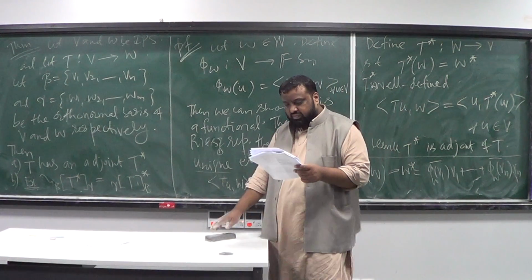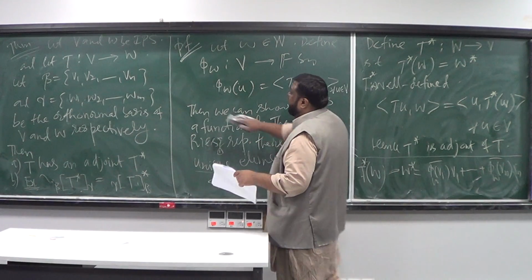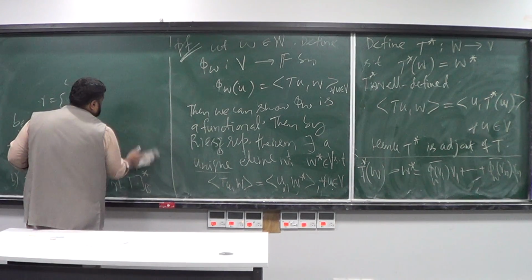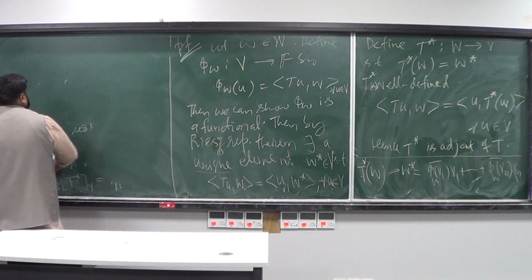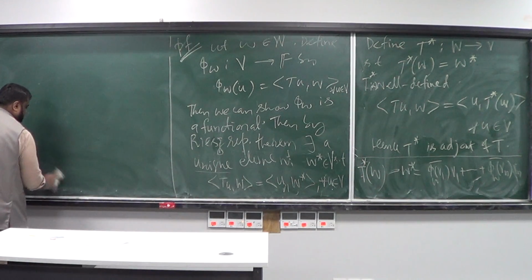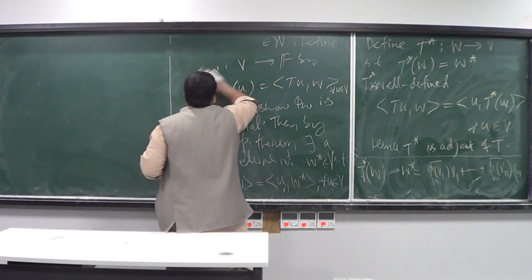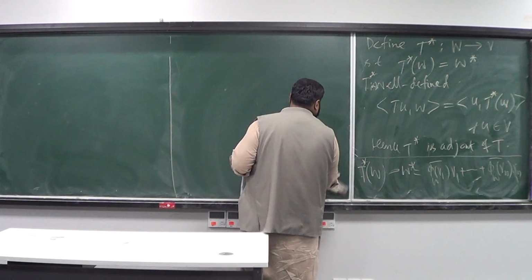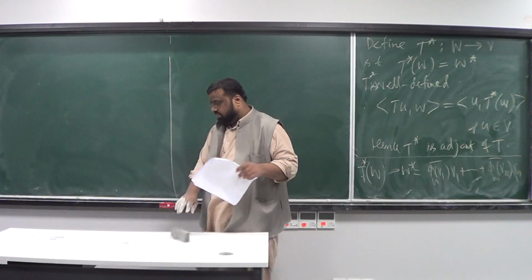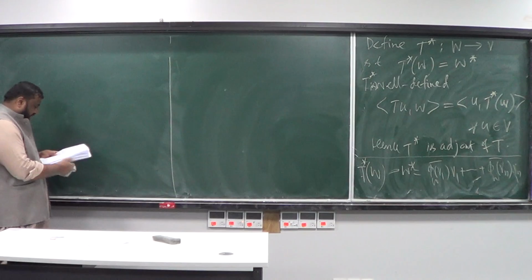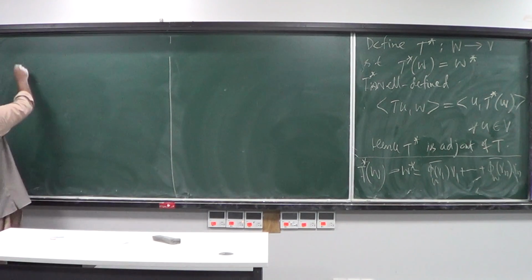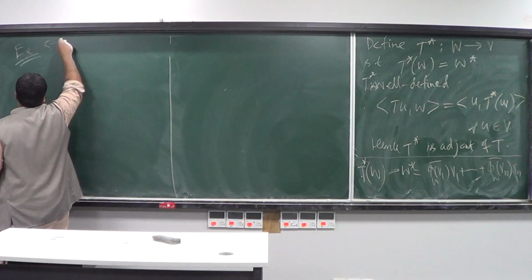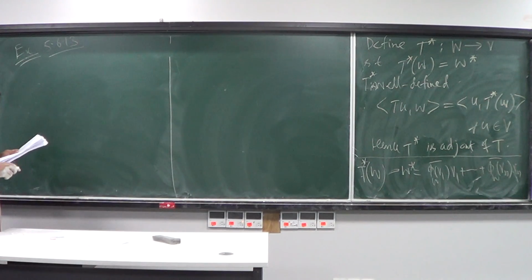Let's do some more finite dimensional examples of finding the adjoint operators. So here is another example. In the book it's example 5.6.30.